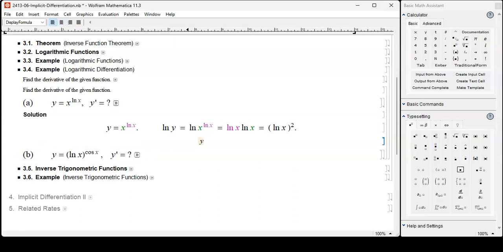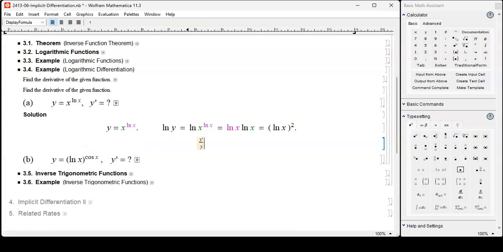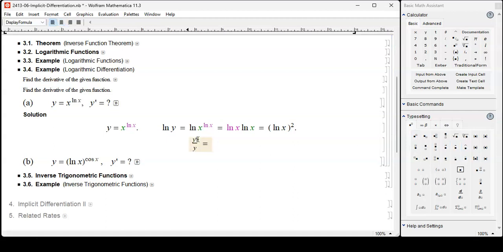As usual, you're going to get y prime over y in the left-hand side. Or if you prefer, you can take the derivative implicitly, 1 over y, and times y prime. Either way, it works out. You see? Whenever you take the derivative with respect to y, y prime pops up. That's the nature of the implicit differentiation. Now, how about the right-hand side?